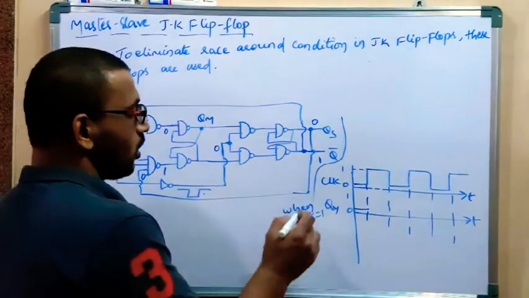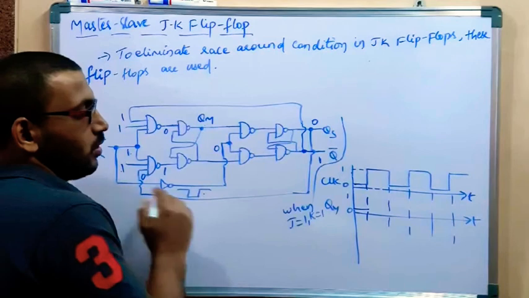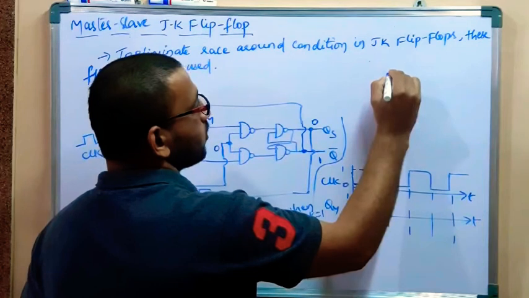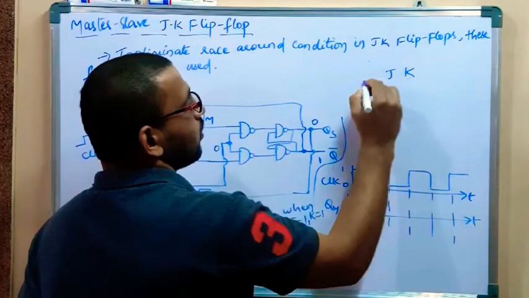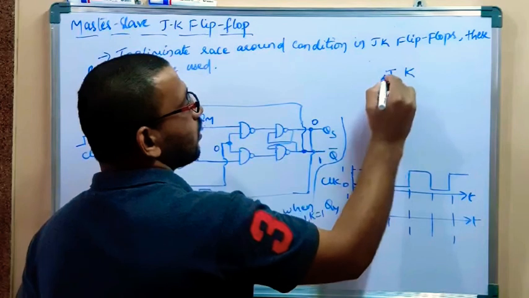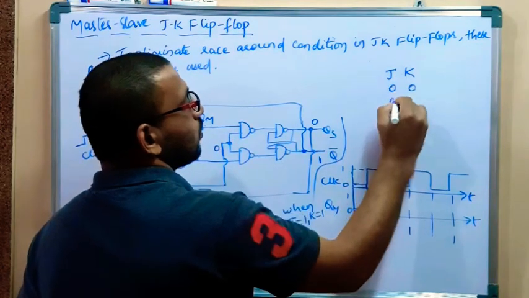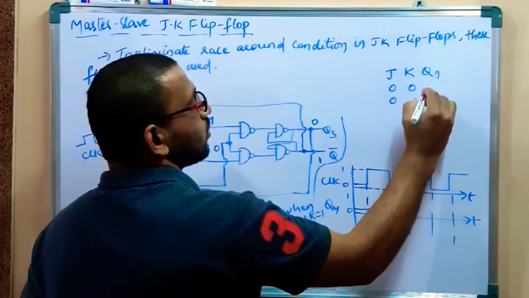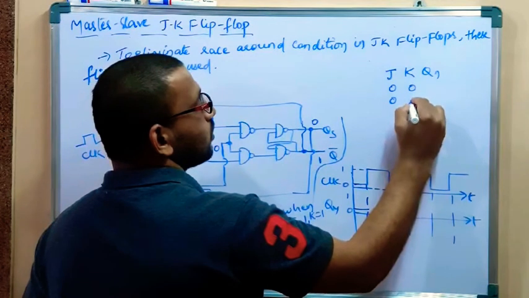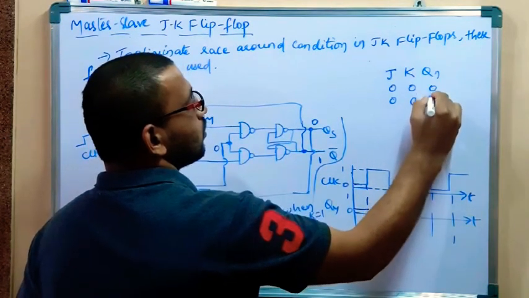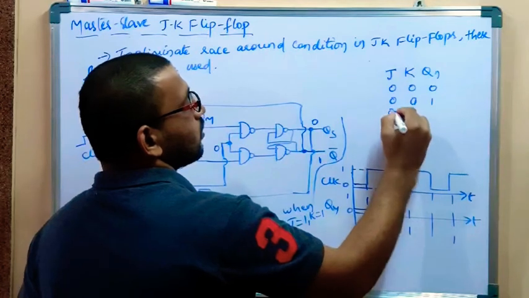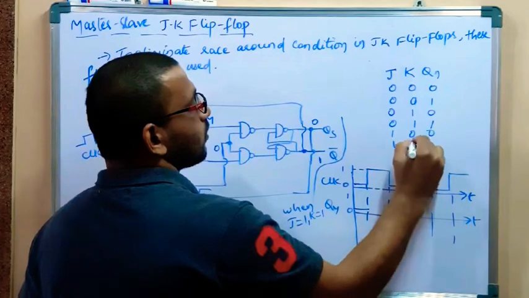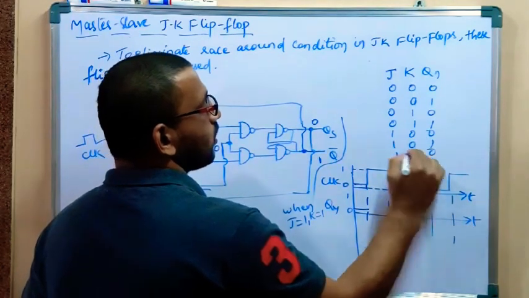Now the clock pulse arrives when both inputs are 1 1. Look at the truth table of JK flip-flop. J K, 0 0, this is QN, 0 0 0 and 1, 0 1 0 0 1 1, 1 1 0 1 1 1.